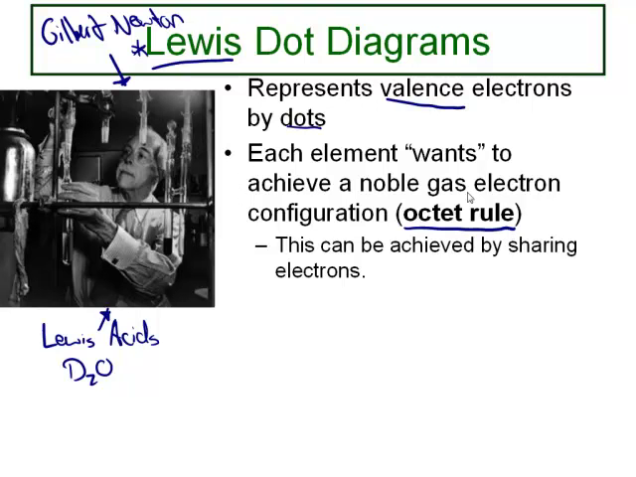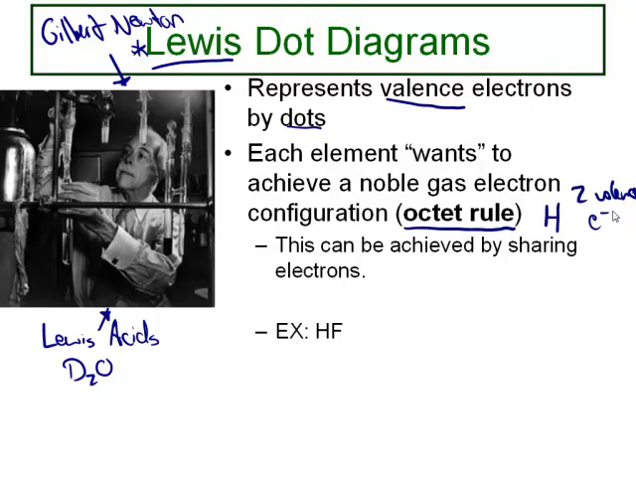Now, there are some exceptions, okay? The exception to the octet rule that you're going to have to remember most of the time is hydrogen. Hydrogen only wants 2 valence electrons. That's all it can ever have, and it's something you need to remember all the time. It can only ever have 2 valence electrons, meaning it's only ever going to form 1 bond, okay?